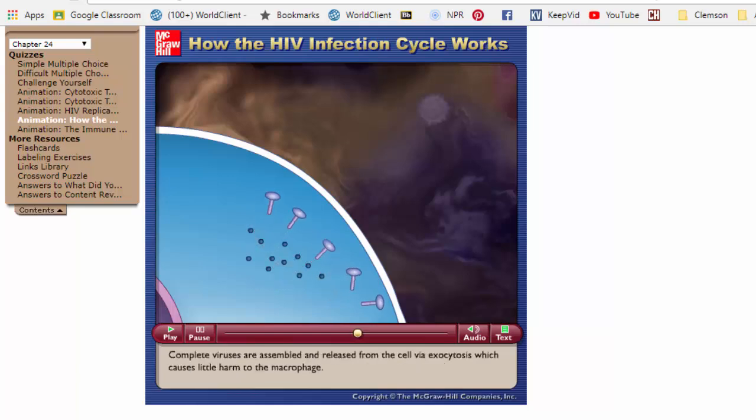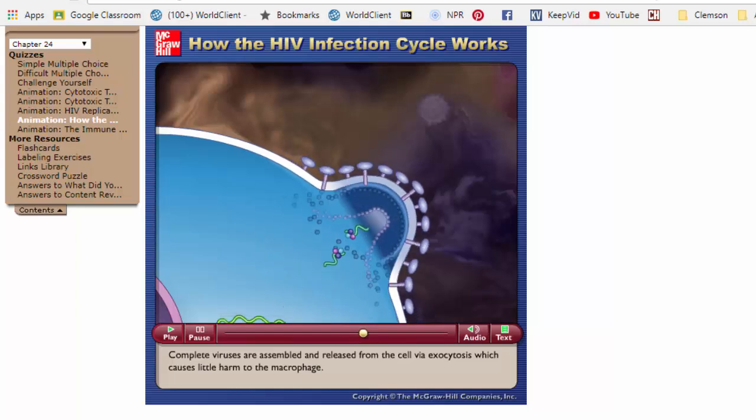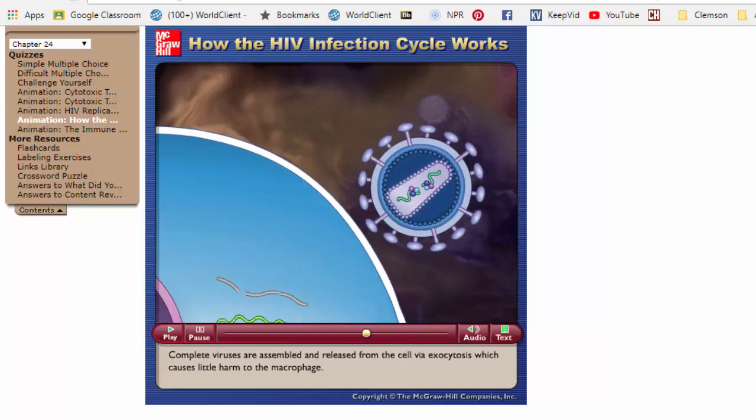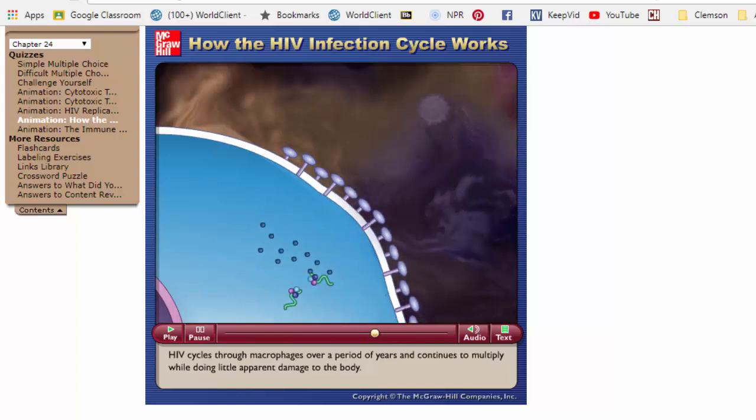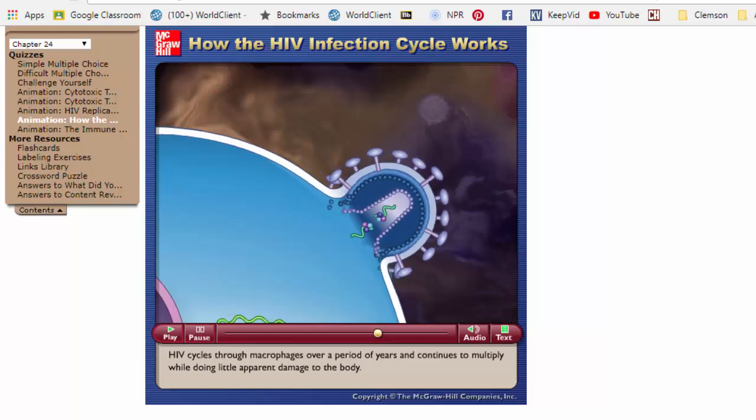Complete viruses are assembled and released from the cell via exocytosis, which causes little harm to the macrophage. HIV cycles through macrophages over a period of years and continues to multiply while doing little apparent damage to the body.